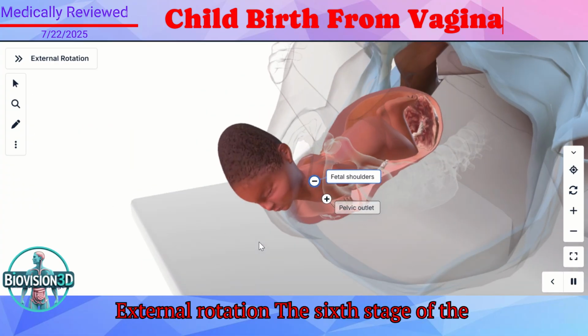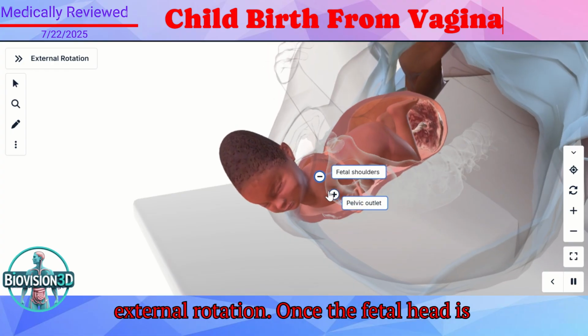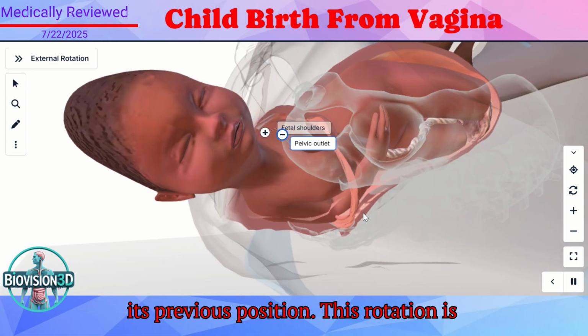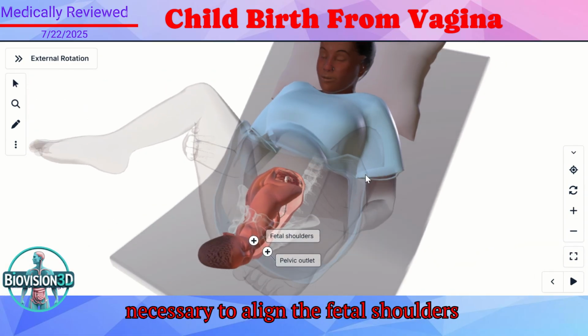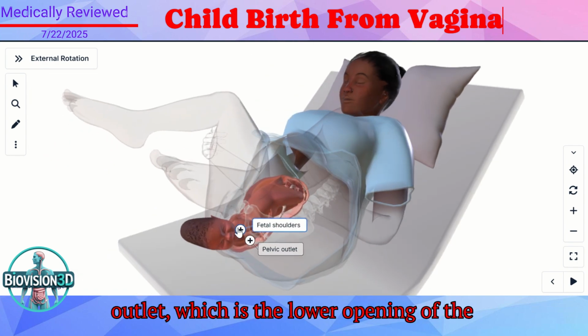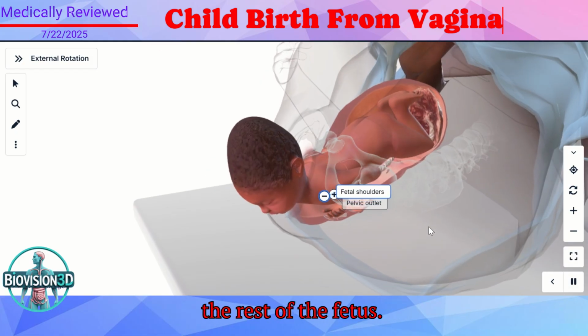External rotation. The sixth stage of the cardinal movements of labor is called external rotation. Once the fetal head is out, the fetus naturally rotates back to its previous position. This rotation is necessary to align the fetal shoulders with the longest diameter of the pelvic outlet, which is the lower opening of the pelvis. This facilitates the delivery of the rest of the fetus.